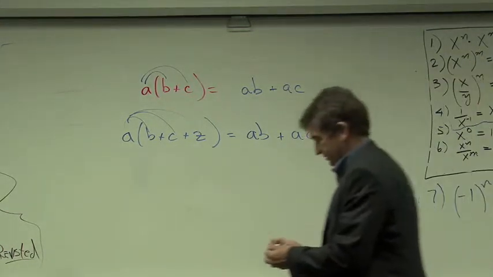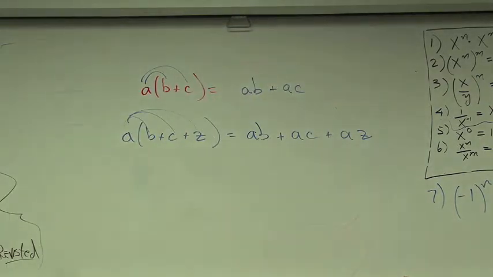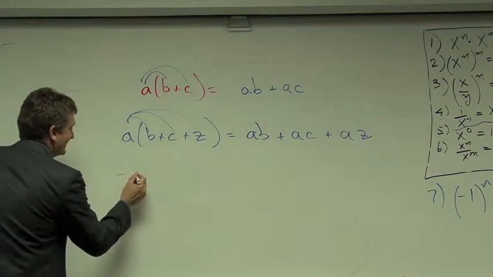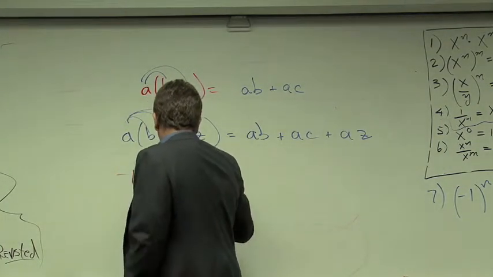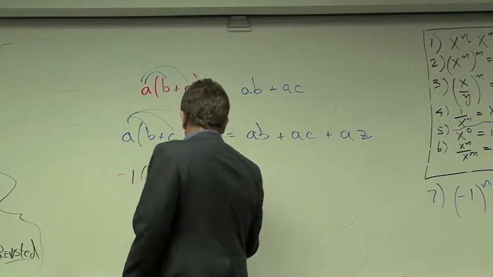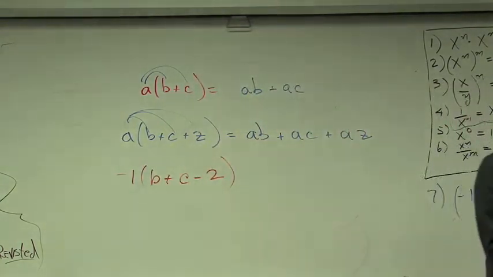Also, you could see this. Change colors. My ass-kicking color out here. Minus 1. B plus C minus 2. This is the ass kicker right here.